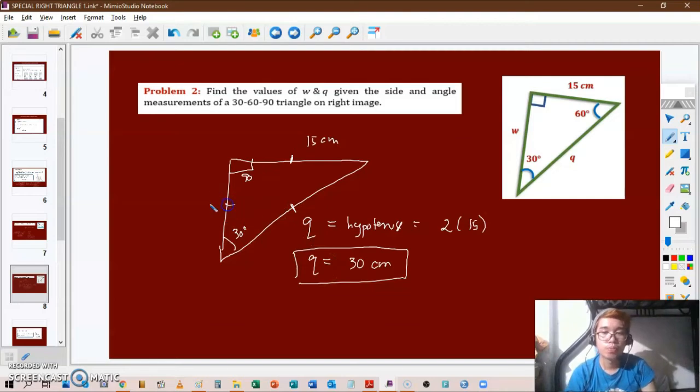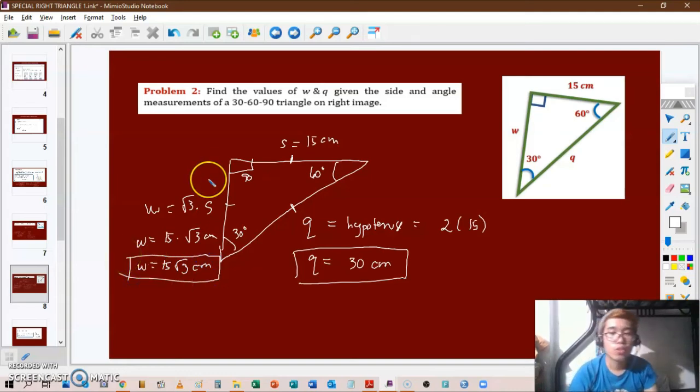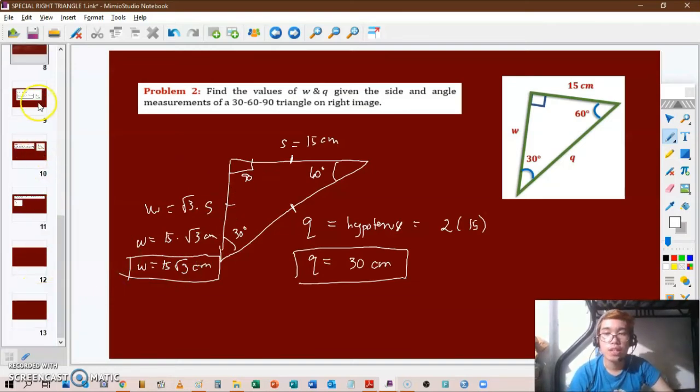This is the value of Q. And we have here W. How do we solve for W? We know that the shortest side, let's call it S, is equal to 15 centimeters. We have here 60 degrees, so W will be equal to square root of 3 times the value of S. We know the value of S is equal to 15, so W is equal to 15 times square root of 3 centimeters. That's simple. Therefore the value of W is 15 square root of 3 centimeters, and the value of Q is 30 centimeters.